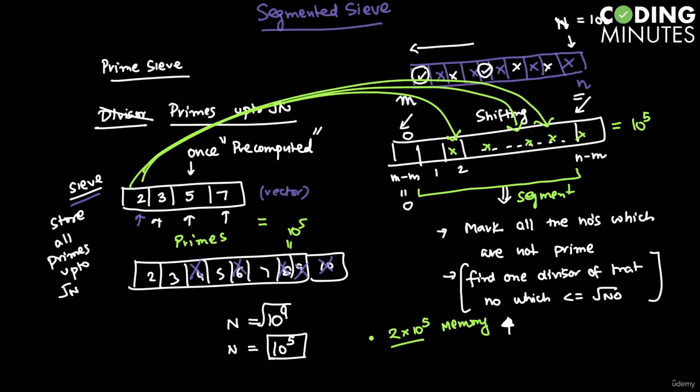2 into 10 power 5 into 4 bytes, okay? That is much lesser. That's not even 1 MB. So we can easily solve this problem, and that's what we are going to do. So let's see the implementation of segmented sieve in the next video.